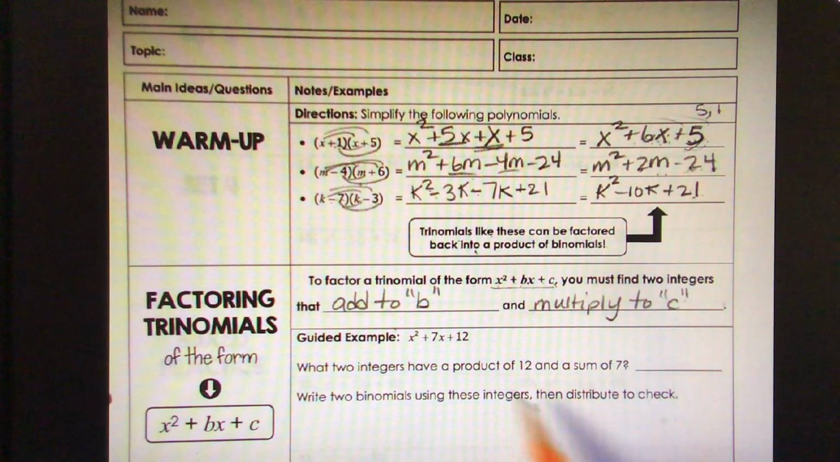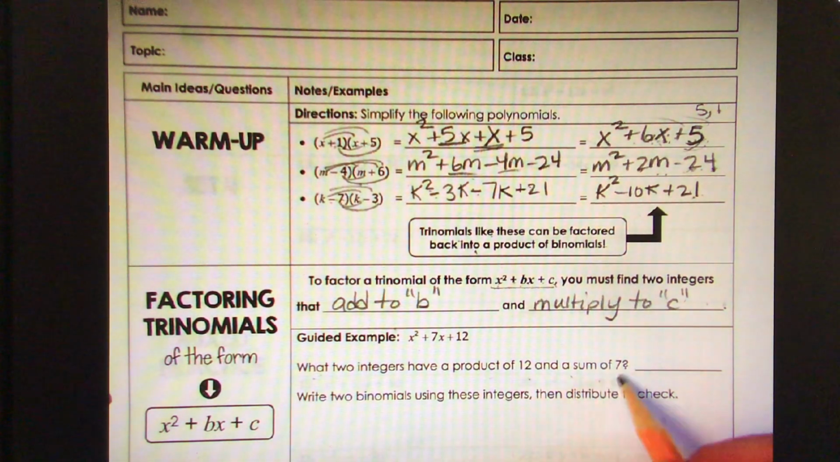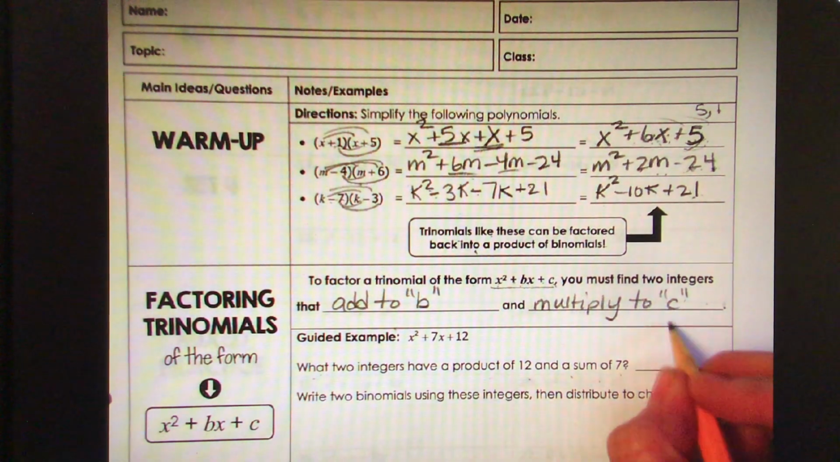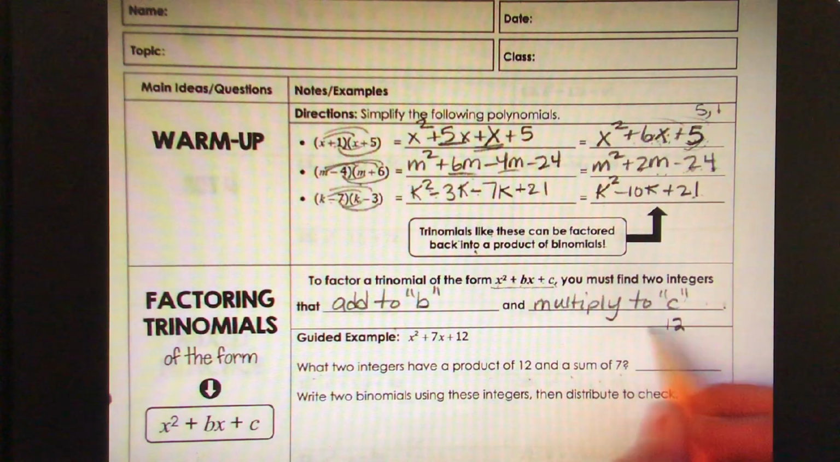So if I go down to a guided example, what two integers have a product of 12 and a sum of 7? Again, just revisiting this, you might even want to list some factors, like I always like to do like this.